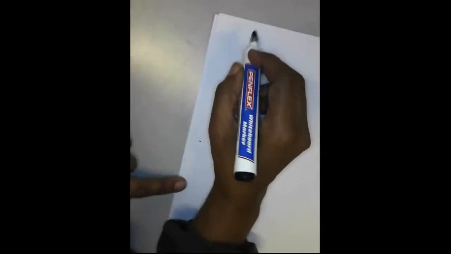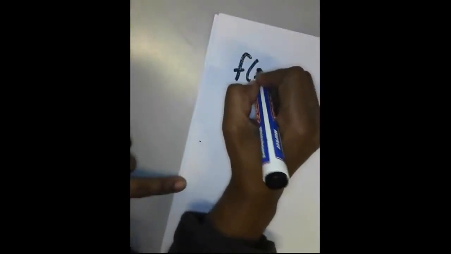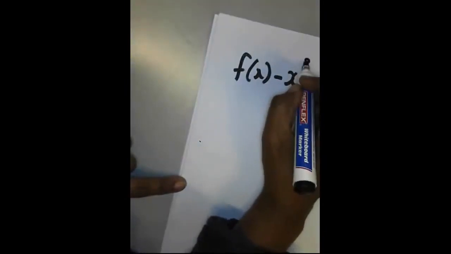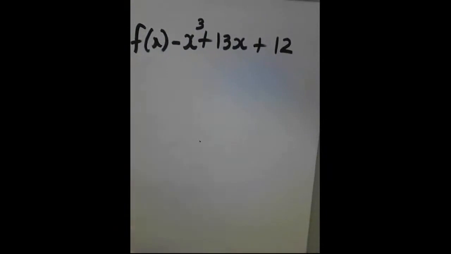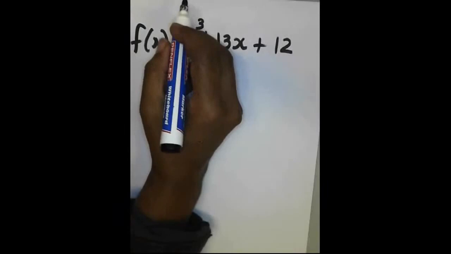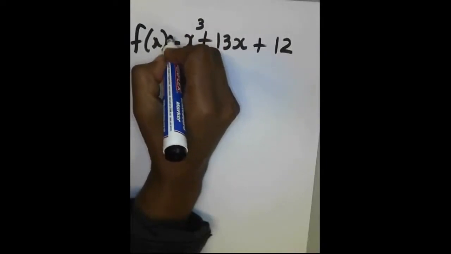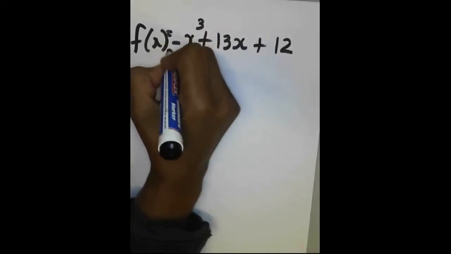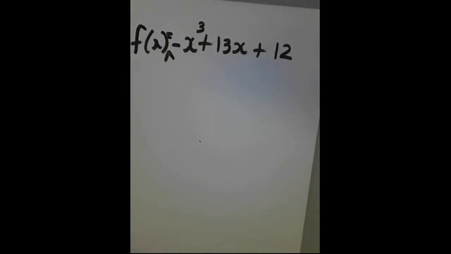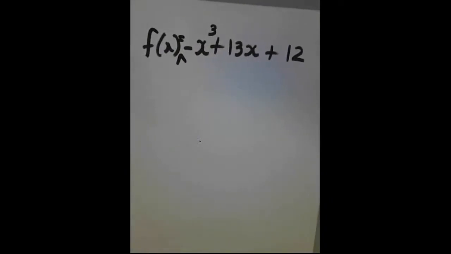Okay, the question that I want to look at says the following: if you must draw a graph, f(x) is equal to minus x cubed plus 13x plus 12. I just want us to revise a couple of things. First things first, I want us to draw this particular sketch. How do I draw the sketch? What do I do so that you can actually factorize this thing correctly?